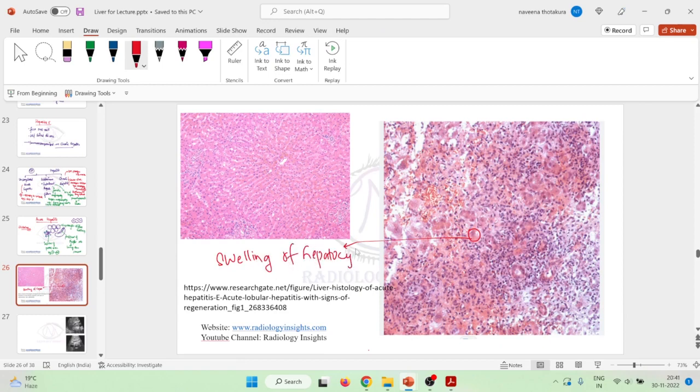And these are the sinusoids. In the sinusoid we will see increased proliferation, or increased presence, of Kupffer cells. That is number two. You will also see that the portal triad is not visible, but around the portal triad, these are actually lymphocytes. There is increased proliferation of lymphocytes and monocytes seen in histology. This is the histology picture of acute hepatitis.